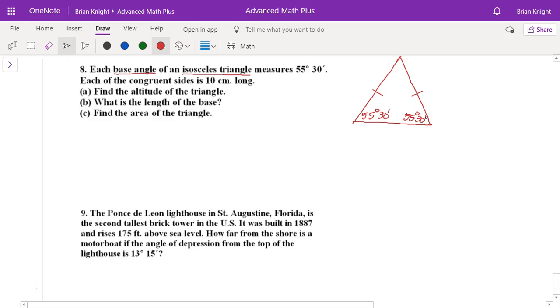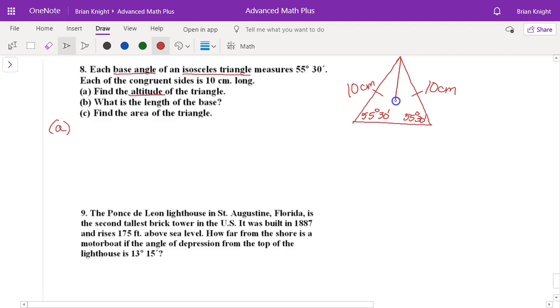It says each of the congruent sides is how long? 10. So I'm going to label these as 10 centimeters. I didn't measure them, but they told me they were 10 centimeters, so we're going to assume they're 10 centimeters. Everybody good so far? All right, 3-part question. Part A, find the altitude. Fancy name for what? The height of the triangle.